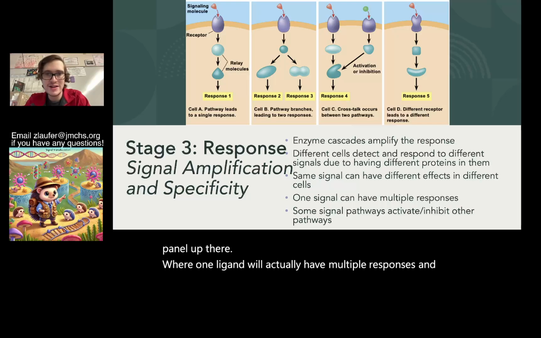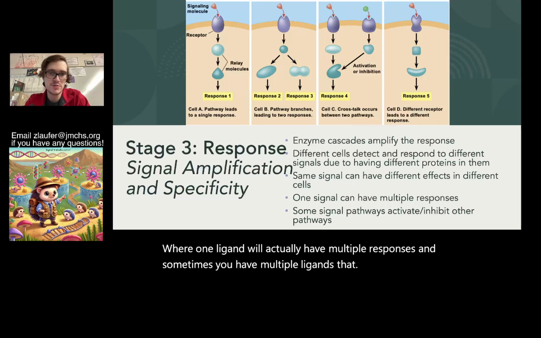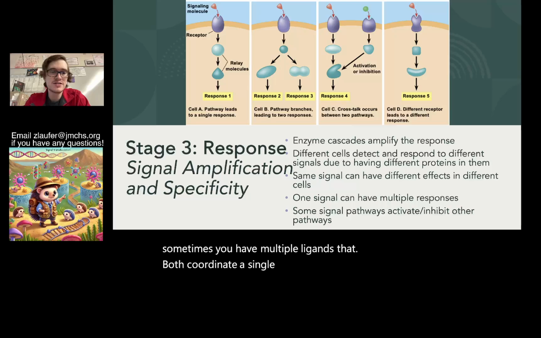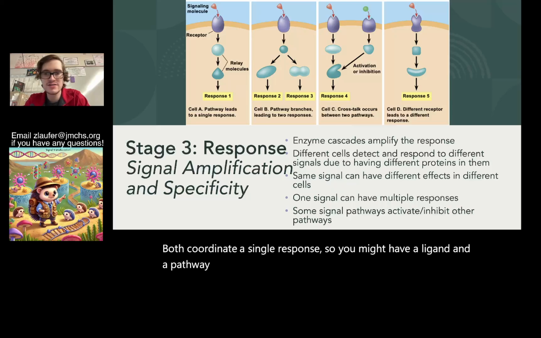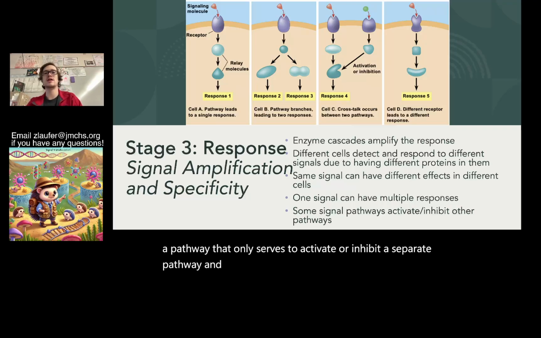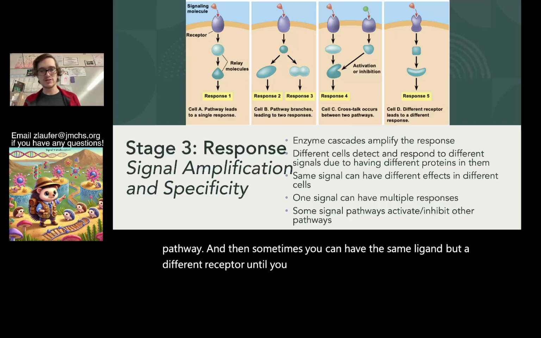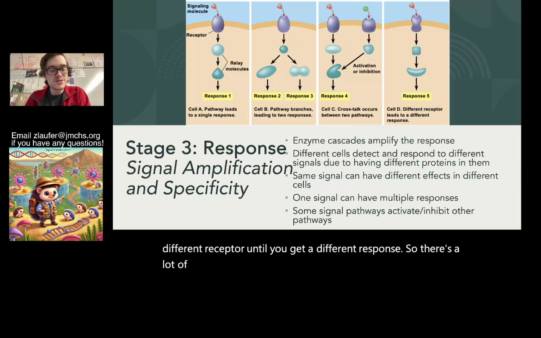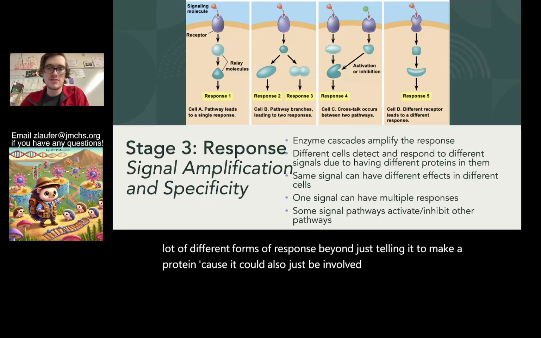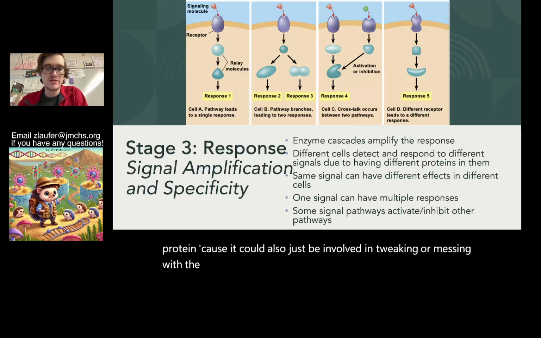And sometimes you have multiple ligands that both coordinate a single response. So you might have a ligand and a pathway that only serves to activate or inhibit a separate pathway. And then sometimes you can have the same ligand but a different receptor, and so you get a different response. So there's a lot of different forms of response beyond just telling it to make a protein, because it could also just be involved in tweaking or messing with the other response pathways of other signal transduction pathways.